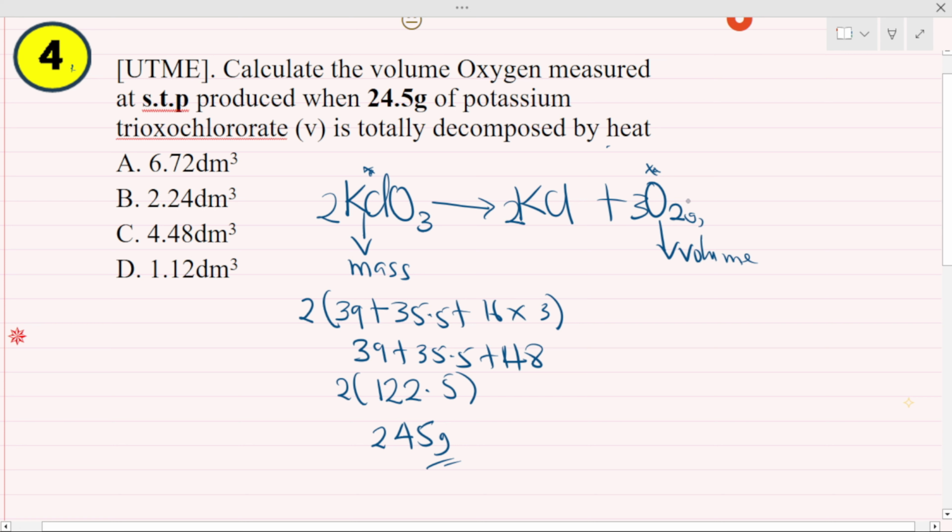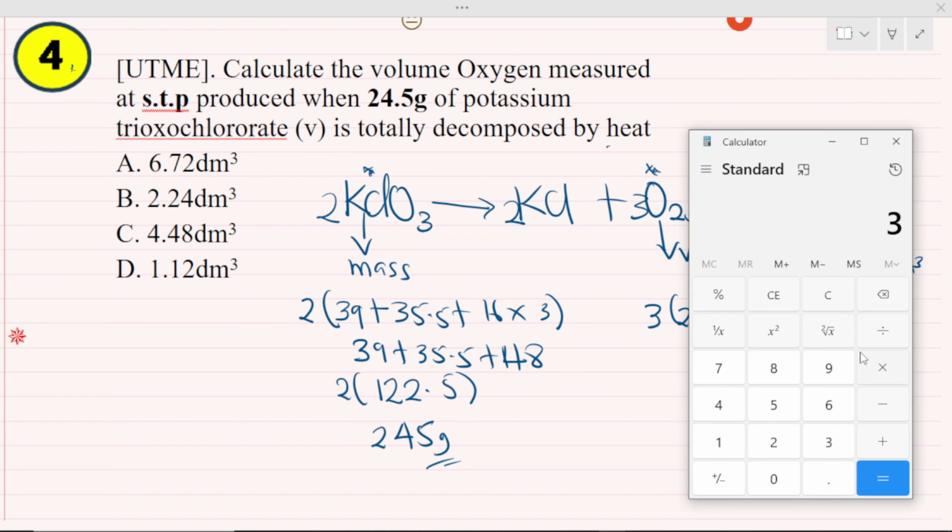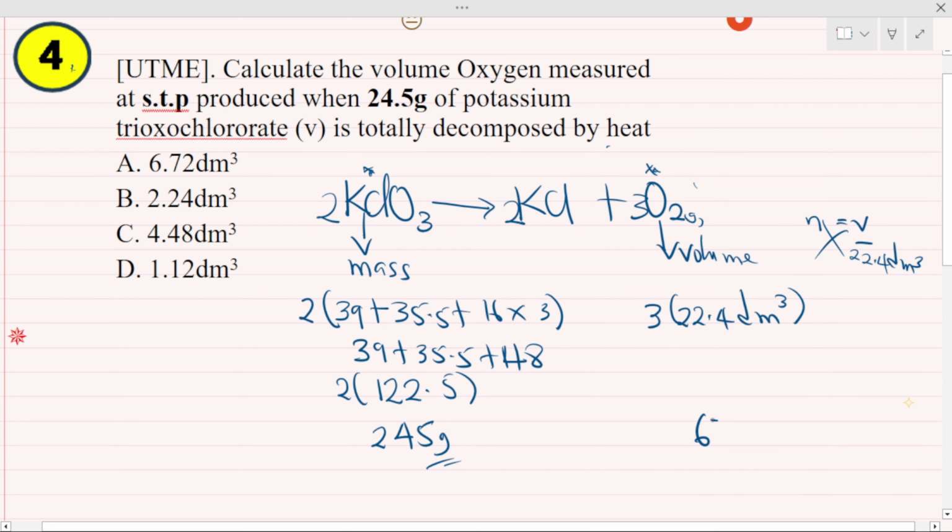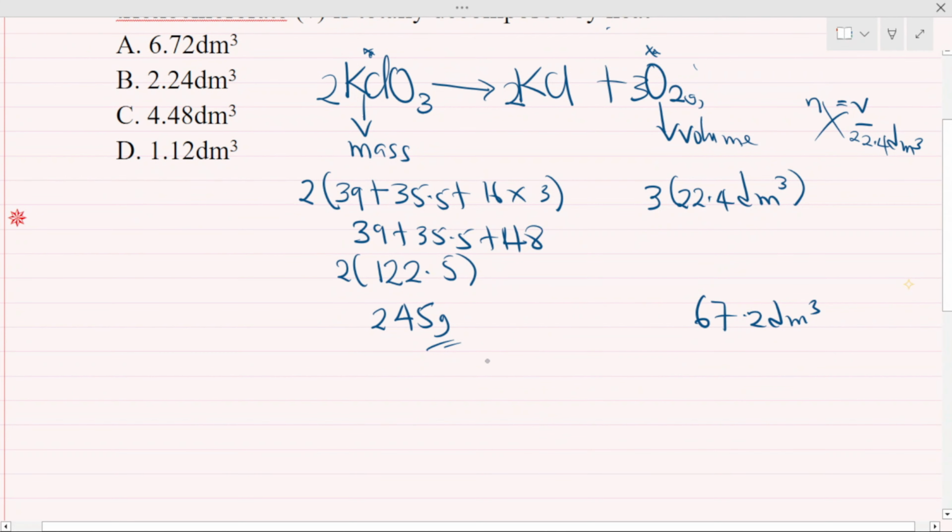So let's check the volume of the oxygen we have here. Remember this formula that says, n is equal to V over 22.4. So let's use that formula and find our V. You're going to have 3 multiplied by 22.4 dm³. If you do that by cross multiplying, you're going to have 67.2 dm³.